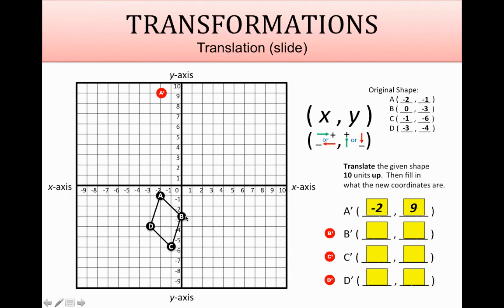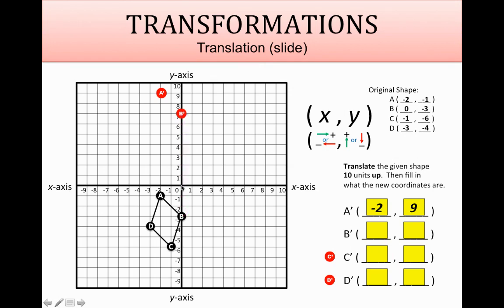All right, let's take a look at B. We're going to move B 10 units up. Each individual point, you're moving that many units in that direction. So we're moving B 10 units up, and it's going to go right there. So you would click on your B prime and drag it over here, and that's where it belongs.